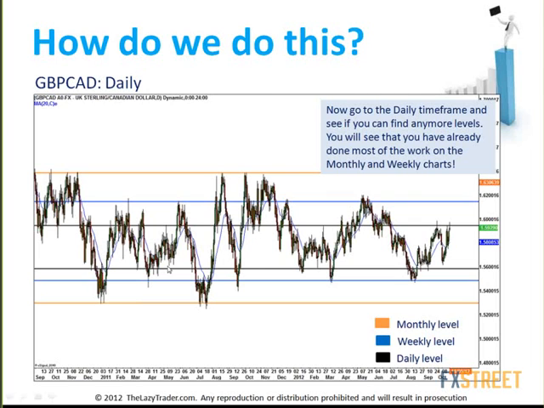All right, and you can see that in this well-established range here, you don't really have to be a rocket scientist to deduce that if price does come down to this horizontal level here, this monthly level of support, it's likely, based on what price has done before, that it's going to go up again.